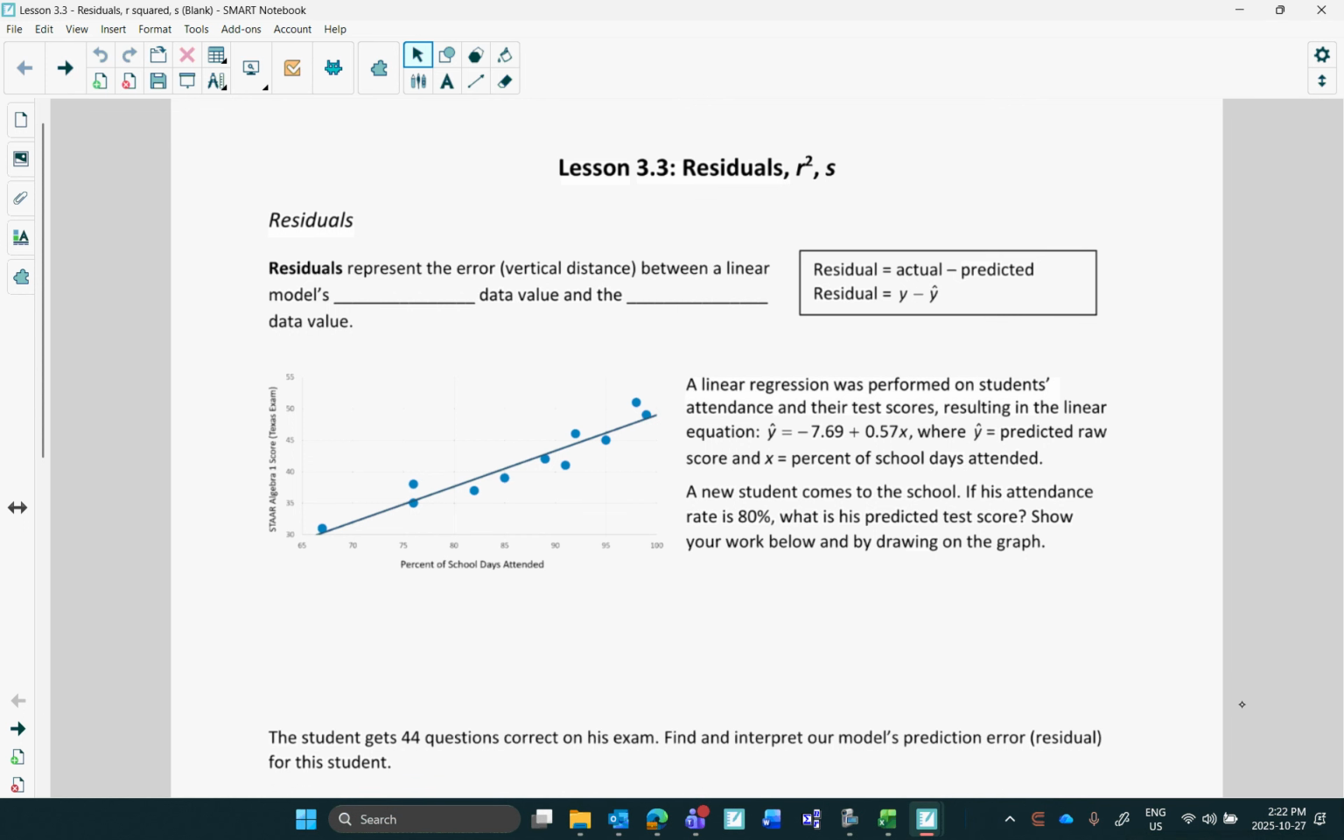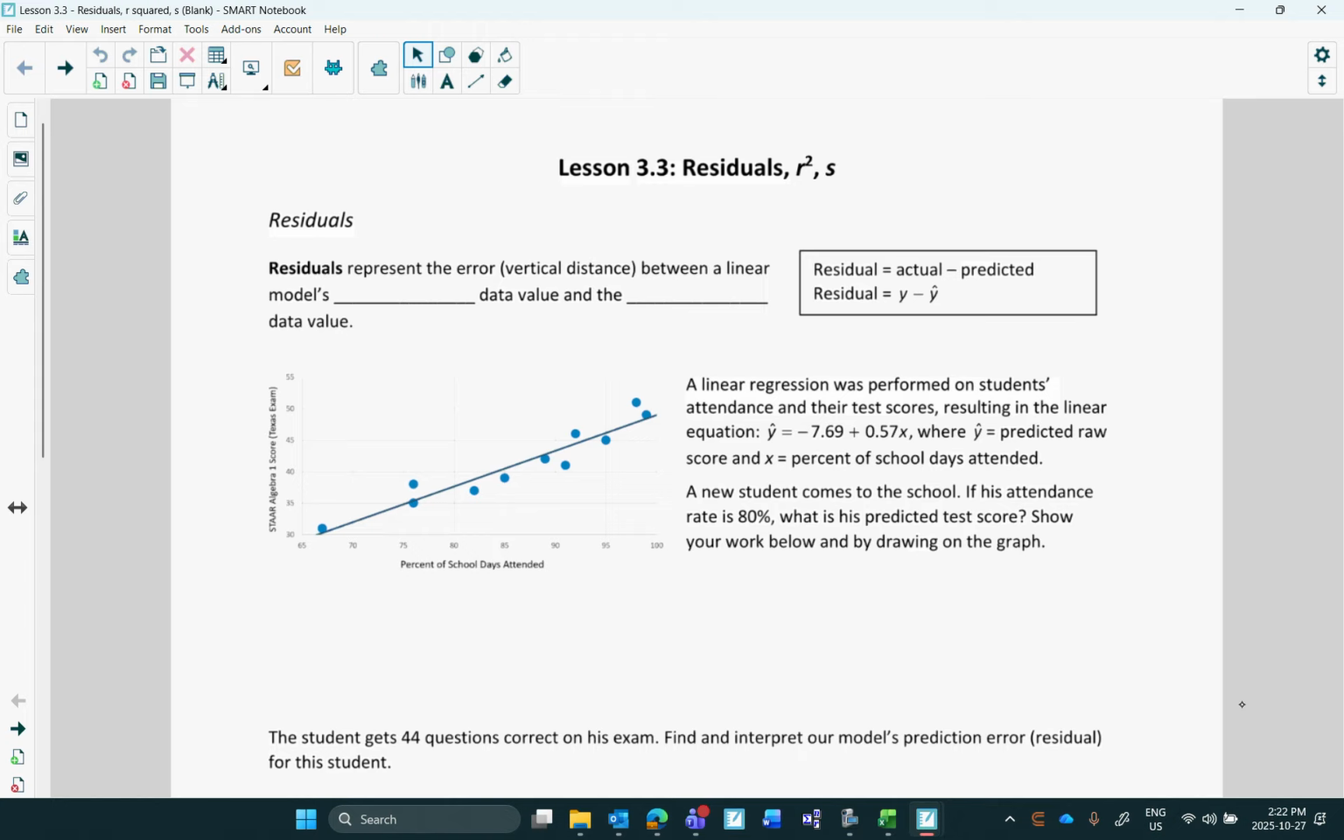So we've talked about scatter plots and correlation and how we take a scatter plot and we fit a line on it called the line of best fit or the least squares regression line. And we talked a little bit about how we place that line on it. We place that line in such a way that the sum of the squares of the residuals is as small as possible.